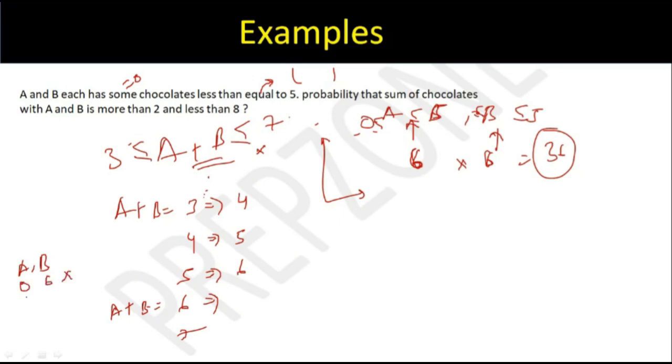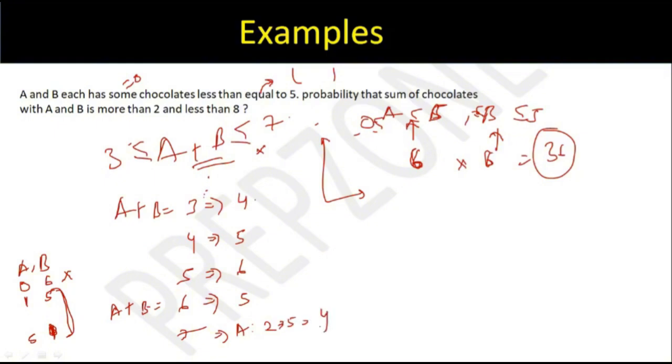So A has to start from 1 and it can go till 5, because when A is 1, B can be 5. When A is 5, B can be 1. My bad, right? So these are the only 5 cases. The total number of solutions for A plus B equals 6 is not 7, it is 5. Similarly, A plus B equals 7: A will go from 2 till 5. So in total, I have 4 possibilities.